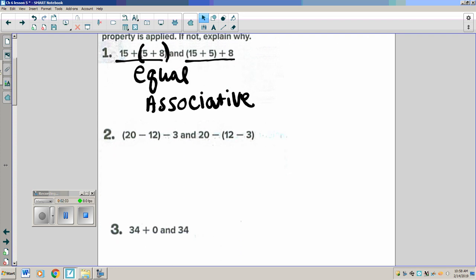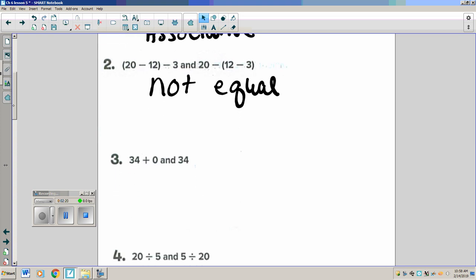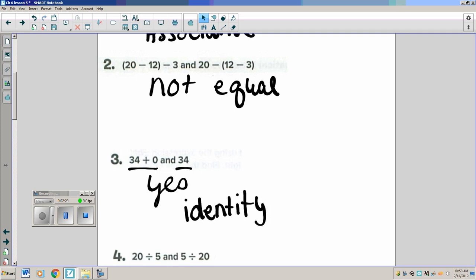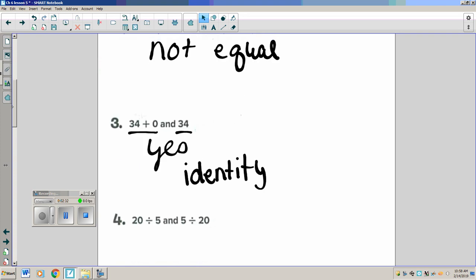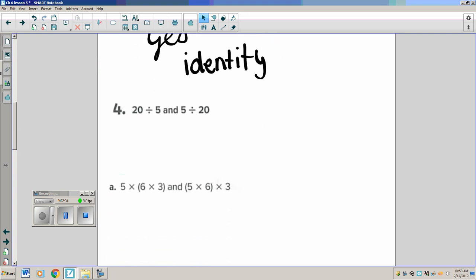20 minus 12 minus 3, 20 minus 12 minus 3. Not equal. Remember, the associative property only works for multiplication and addition. 34 plus 0 and 34. Yes, those are equal. That's called the identity property because you can add nothing and stay the same. 20 divided by 5 and 5 divided by 20. Those are no. You can't use the commutative property on division.